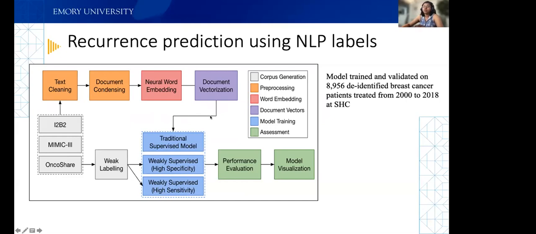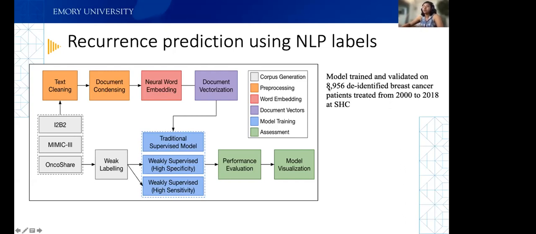And then after the document vectorization, we are using 3 different kinds of models. First is the traditional supervised, where we're using only the manually curated data. Then we have a weakly supervised model where we are using high specificity NLP labels. We want to increase the specificity. Then we also have another weakly supervised model where we are using the NLP labels with high sensitivity. These two are interesting, because we want to see how the weakly supervised NLP model can help the model training. Does it need only more data, or does it need more efficiency in the accuracy of the prediction? So that's a kind of interesting thing.